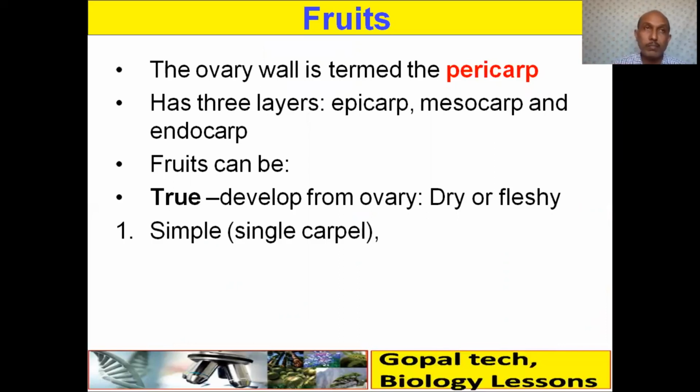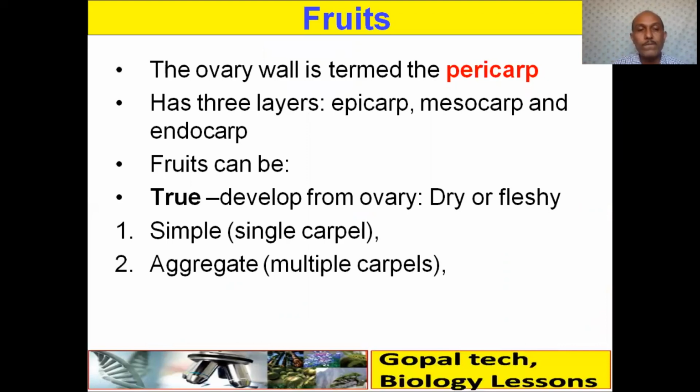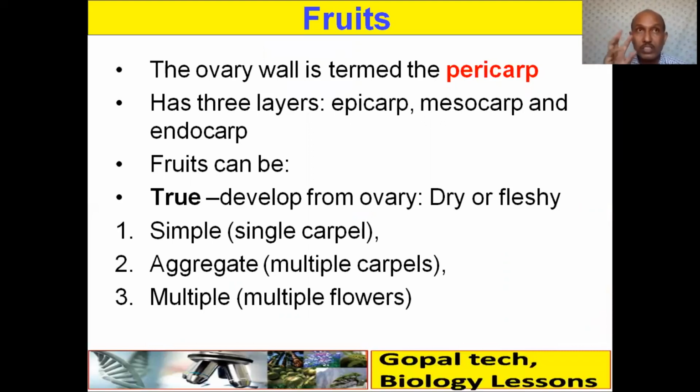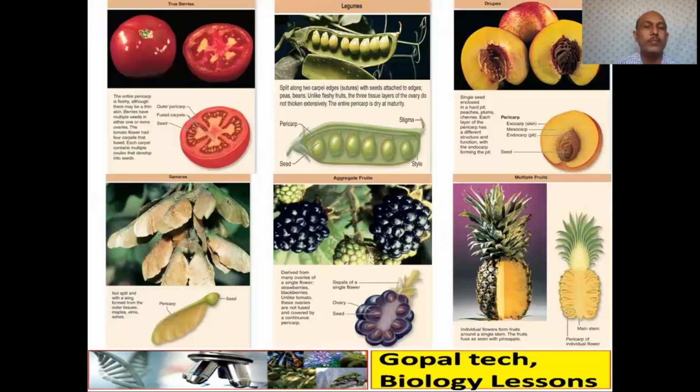Again, true fruits may be simple, that is developed from a single carpel. Aggregate, a group, developed from multiple carpels. Multiple fruit, that is developed from multiple flowers, that is the whole entire flower. Okay, so true may be simple, aggregate, multiple, or dry and fleshy. You read any reference, you will get all these details for competitive exams, but for CBSE this much is enough. False fruit is a fruit developed from a part other than the ovary, maybe the thalamus. Okay, like this. Now here you can see different types of fruits shown to you.